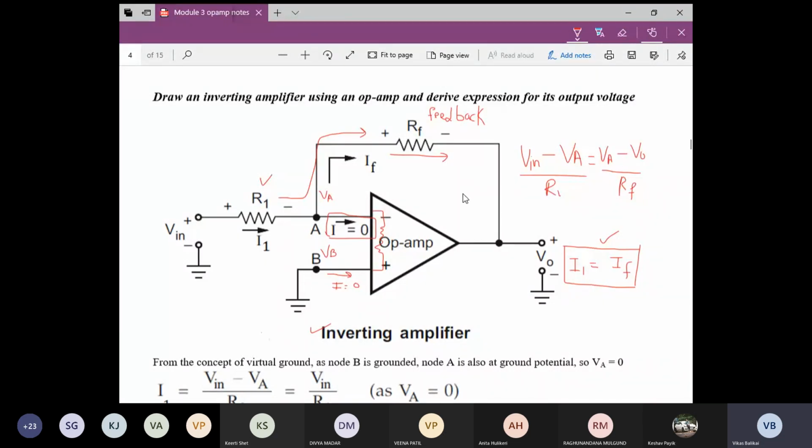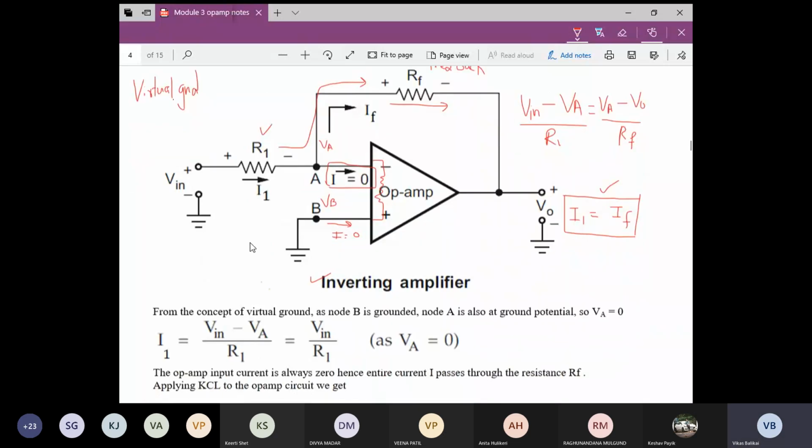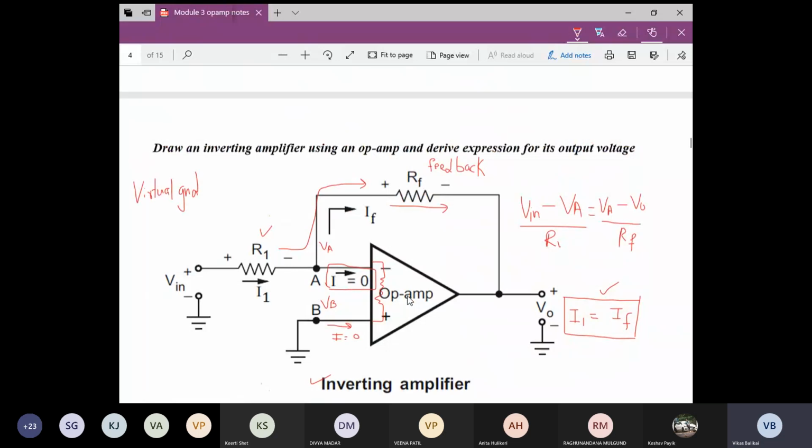So there comes the concept of virtual ground. There is one concept known as the virtual ground concept. Let me write over here: output voltage upon input voltage is the gain, or gain is equal to output by input voltage. Or can I write it this way: A multiplied by V in is equal to V naught.